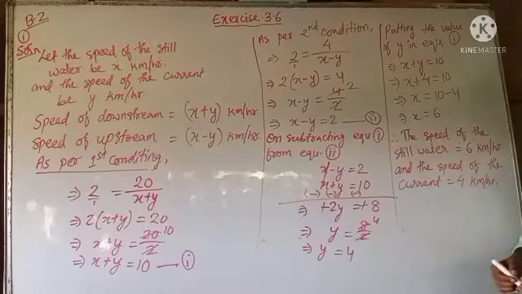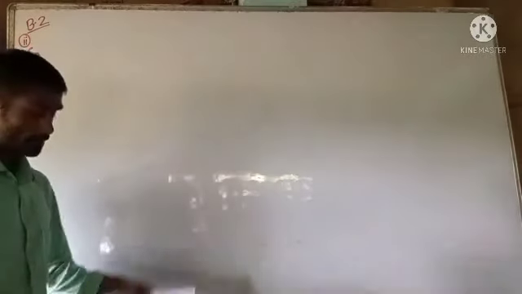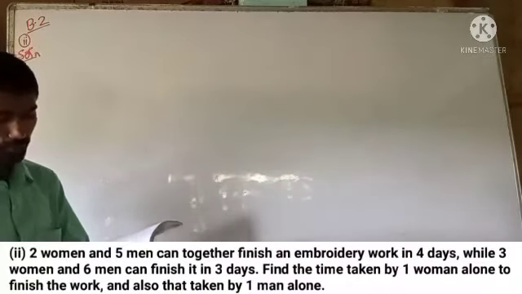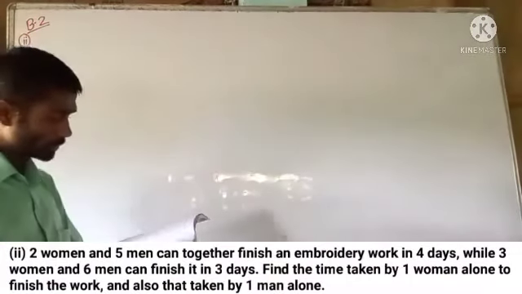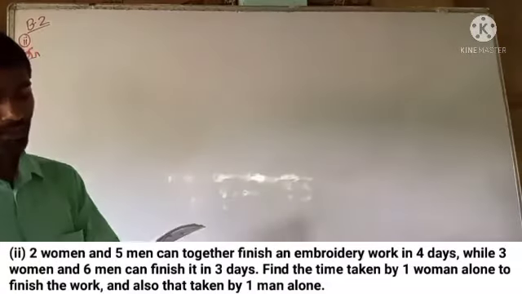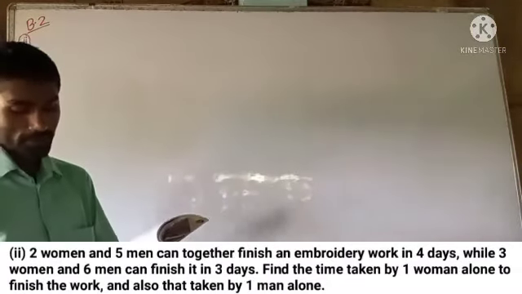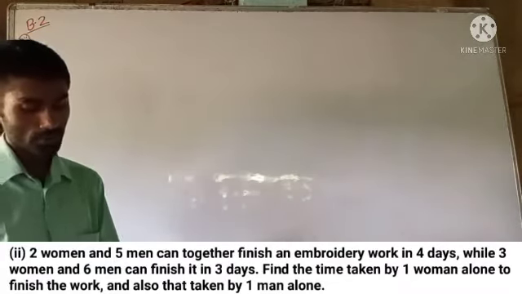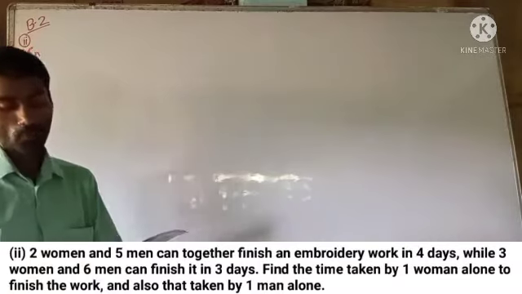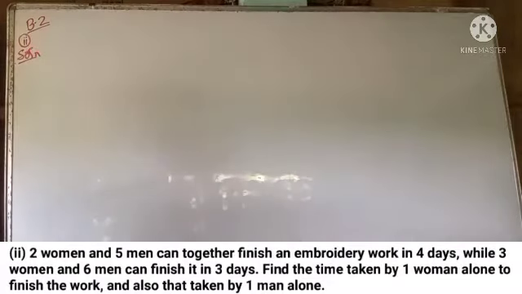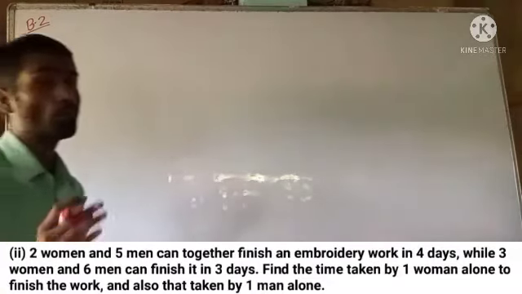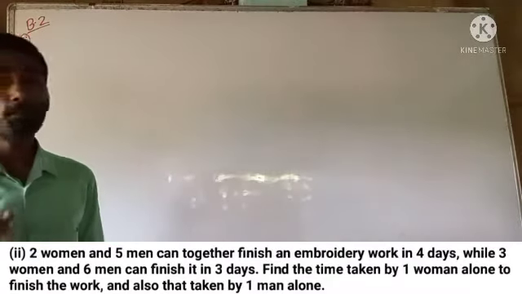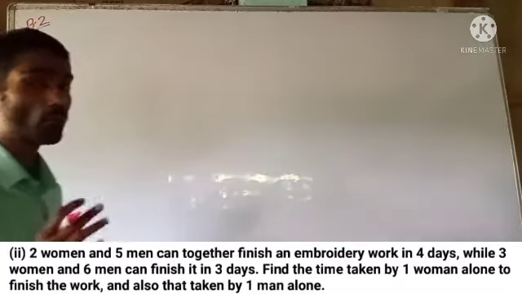Now let me show you option number 2. Option number 2, you can see: 2 women and 5 men can together finish an embroidery work in 4 days, while 3 women and 6 men can finish it in 3 days. Find the time taken by one woman alone to finish the work and also the time taken by one man alone. So here we are asked to find the time taken by one woman to finish the embroidery work and the time taken by one man to finish the same embroidery work.